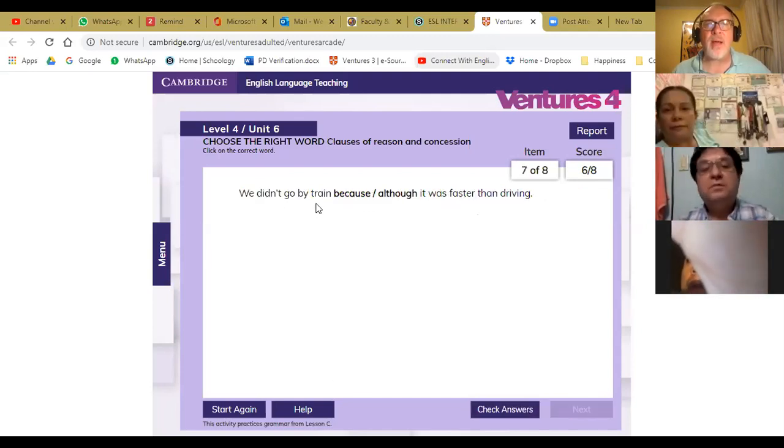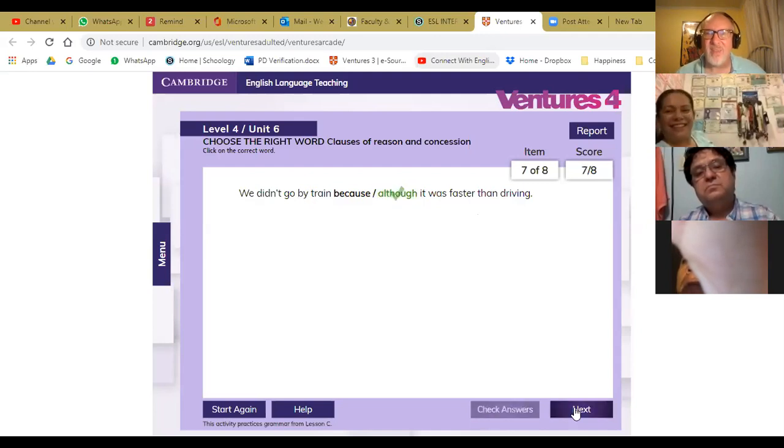We didn't go by train. It was faster. Because it was faster than driving. We didn't go because it was faster? No. Although it was faster. We didn't go by train, although it was faster than driving.